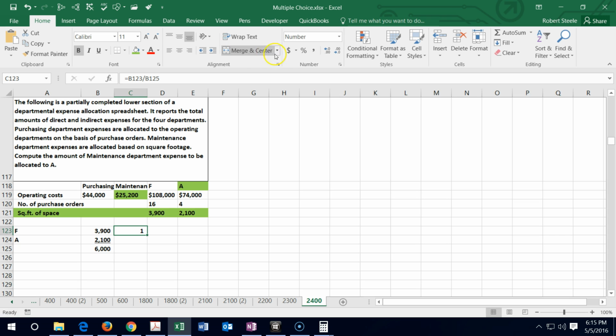I'm going to go ahead and go to the home tab, number, and make that a percent. I'm going to do that for these 2 cells as well. So I'm going to go to the home tab, go to the number, make that a percent. And then I'm going to do the same thing here, just to have the check figure.